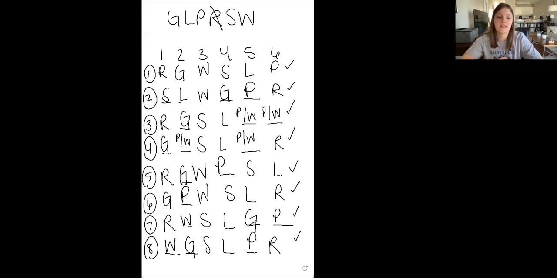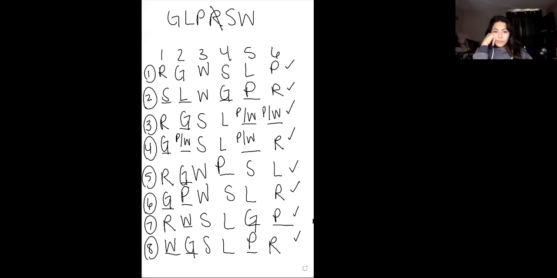Next one says, if the polyester dress is on hanger 2, which one of the following must be true? So we have a different question type, must be true, but it's still giving us an if. So we have to figure out where P can be on hanger 2. Where can that happen? 4 or 6.